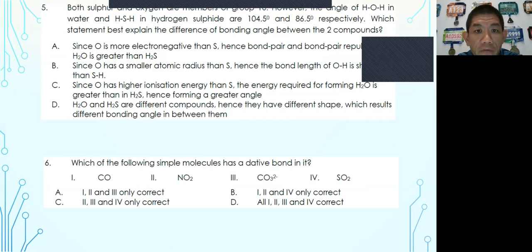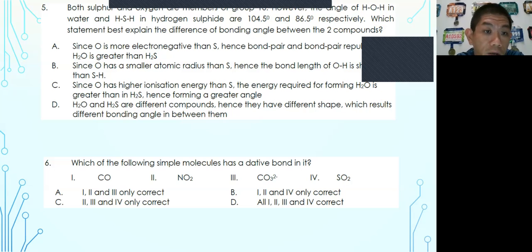And number 5, both sulfur and oxygen are members of group 16. However, the angles of H2O, water, and H2S, hydrogen sulfide, are 104 and 86.5 respectively. Which statement best explains the difference of the bonding angle between the two compounds? So in here, we are talking about they are from the same group. So why is it that this oxygen has a greater angle compared to sulfur?